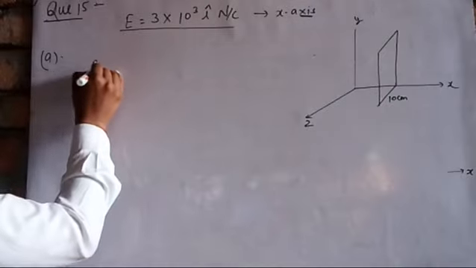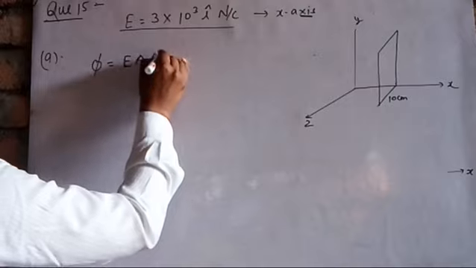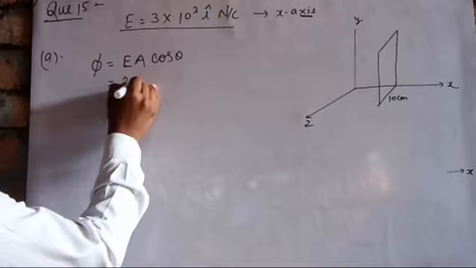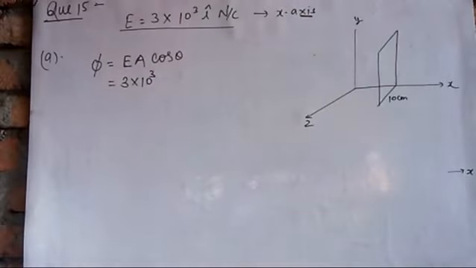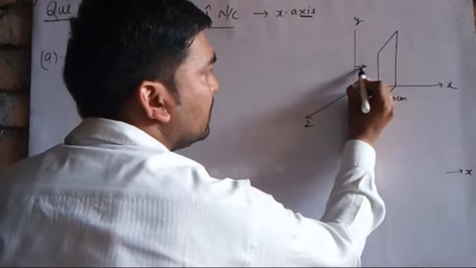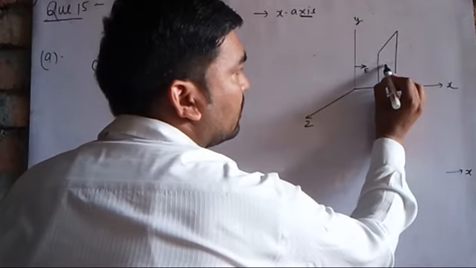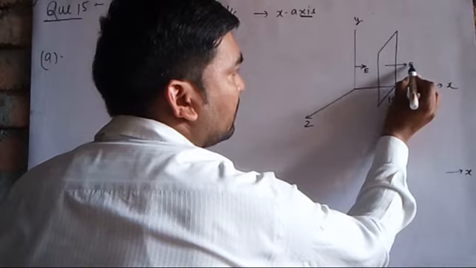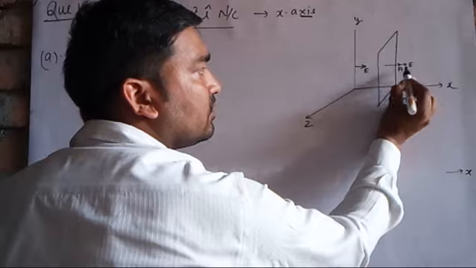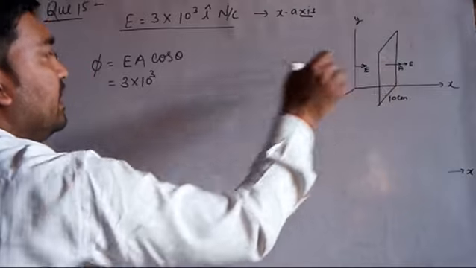We know that electric flux phi is equal to electric field into area into cos theta. Electric field is equal to 3 into 10 to the power 3, which is given, and the direction of the electric field is along the x-axis. This is the direction of the electric field, and the direction of the area vector is also in this direction. It means the angle between the electric field and the area vector is 0.